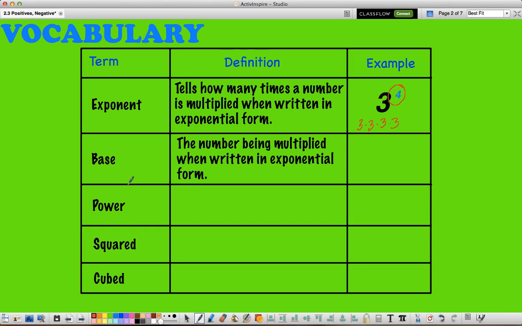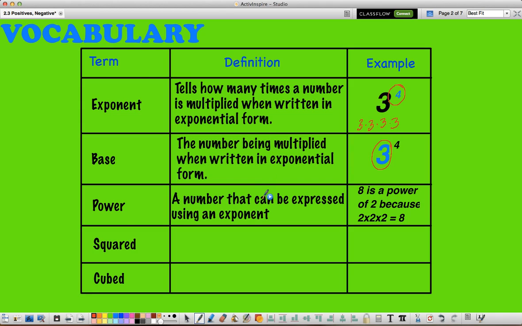The base then is the number being multiplied when written in exponential form. So the base number is now the 3 because 3 is what's being multiplied. Power is a number that can be expressed using an exponent. So 8 is a power of 2 because 2 times 2 times 2 equals 8.